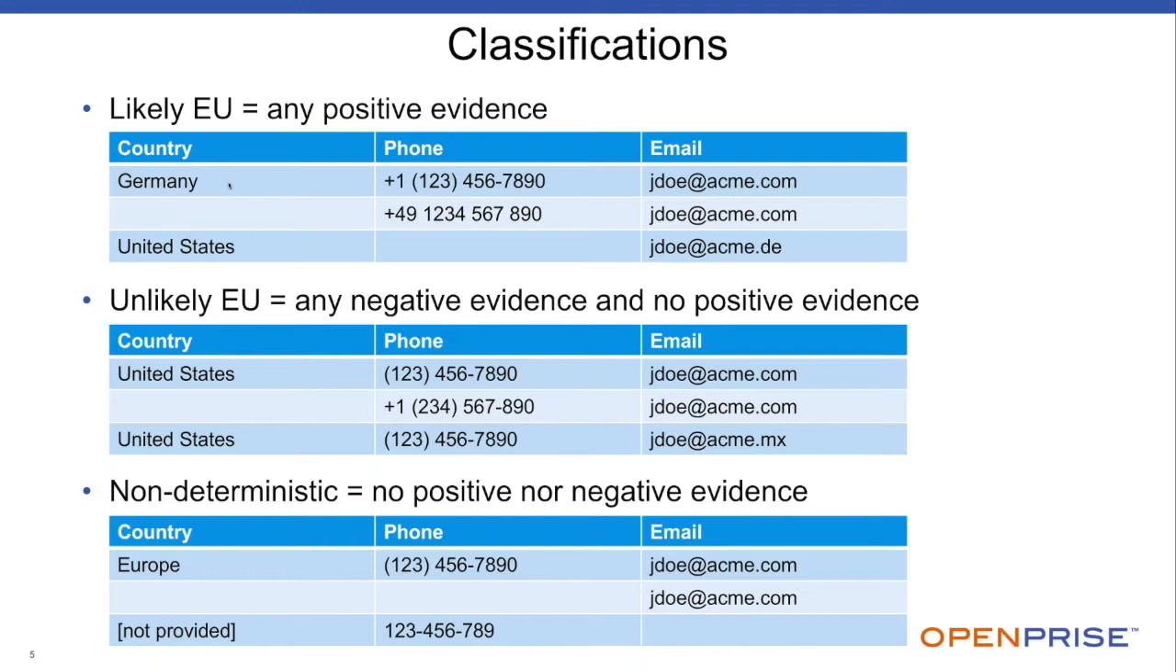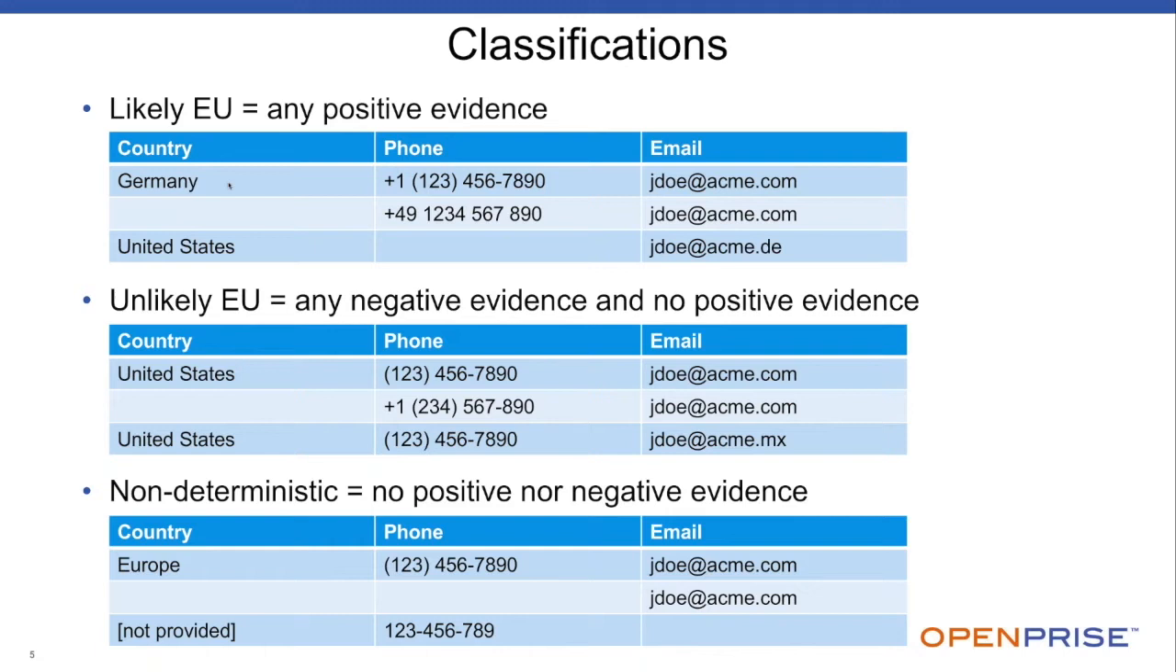The third category is non-deterministic. In this case, what we're saying is that we don't have any evidence, period. There's no positive evidence and there's no negative evidence, right? So in the first example, Europe is not a country, so that's actually just a bad value. Phone number, again, has no country code. Email is just a regular generic .com. There's nothing in this record that tells us either way whether this person is likely or unlikely EU. So we put it in the non-deterministic category.